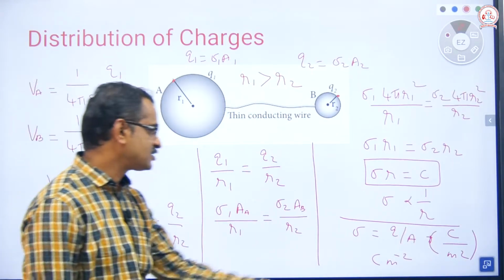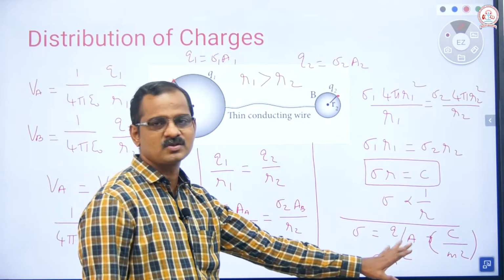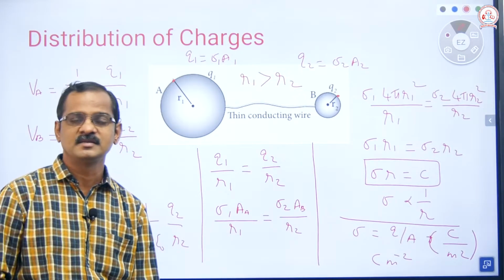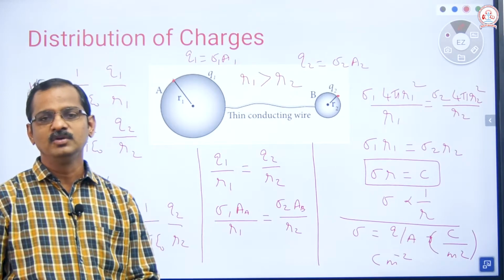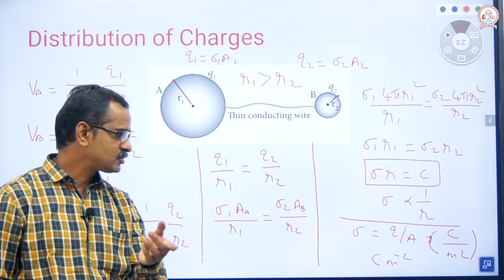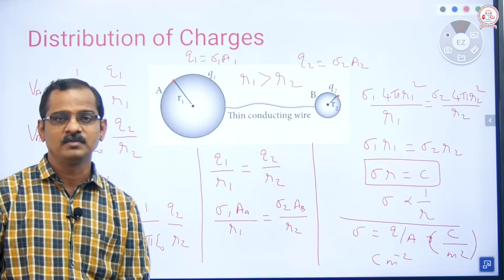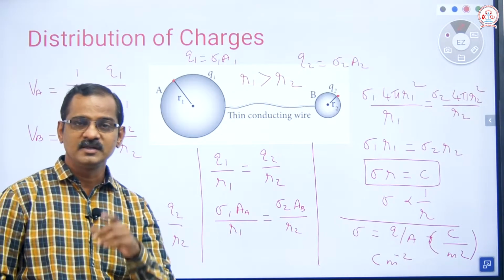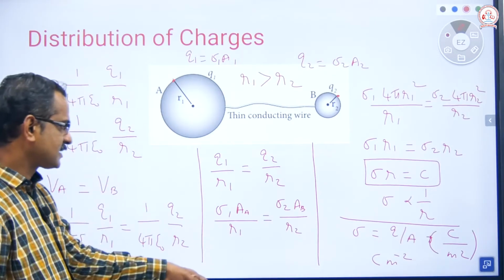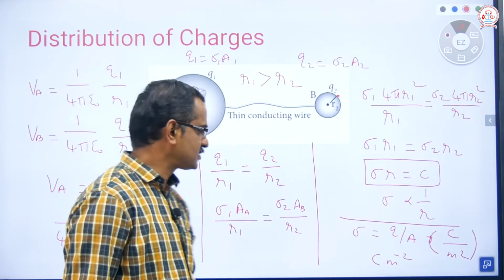Charge density, charge per unit area. Unit for charge is coulomb, for area it's meter square. Therefore, coulomb per meter square. Lambda is linear charge density, charge per unit length, so coulomb per meter. And we use rho for charge density per unit volume, that is charge per unit volume, so coulomb per meter cube. In this case, it is charge per unit area, that is coulomb per meter square.